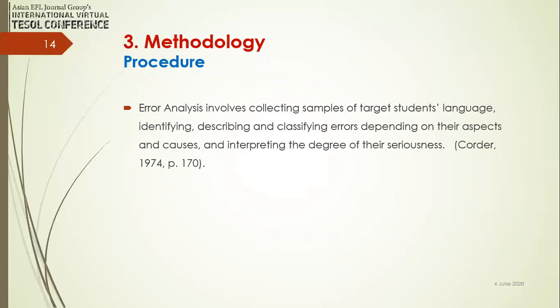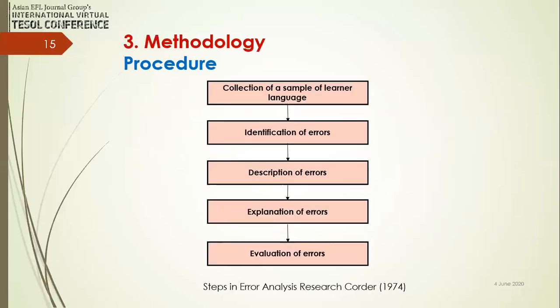In the procedure, if you can see, according to Corder, we just identify, describe, and classify errors depending on their aspects and causes, and interpret the degree of their seriousness. So this is a flow chart of Corder's analysis research procedure. You can see collection of sample learner language, identification, description of errors, explanation of errors, and evaluation of errors.